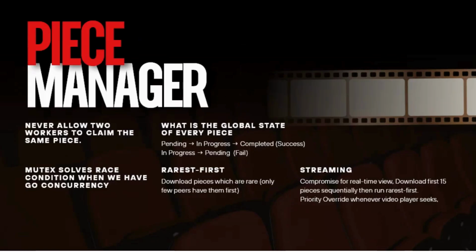So now we need a piece manager. Its job is to make sure two workers never try to download the same piece at the same time. We handle this concurrency with a mutex. The manager tracks the global state of every piece.